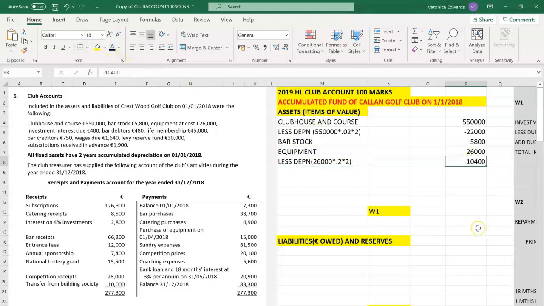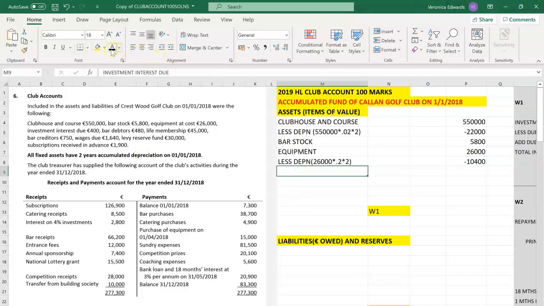Again, we include that as a negative asset there. Moving through our list, the next item we meet is investment interest due. So this club must have money in investments, and every year, presumably, it earns a return on those investments. Now, on the 1st of January 2018, it looks as if they are due to receive €400.